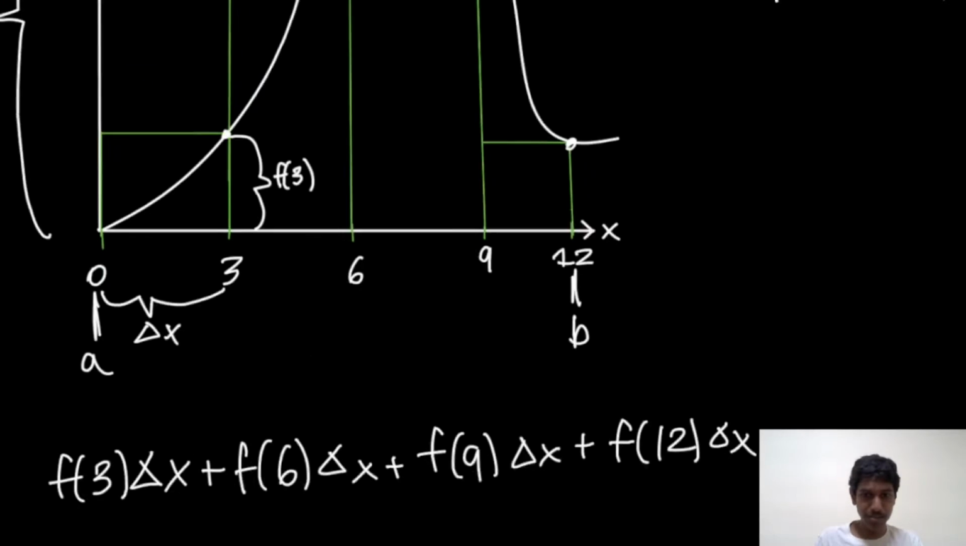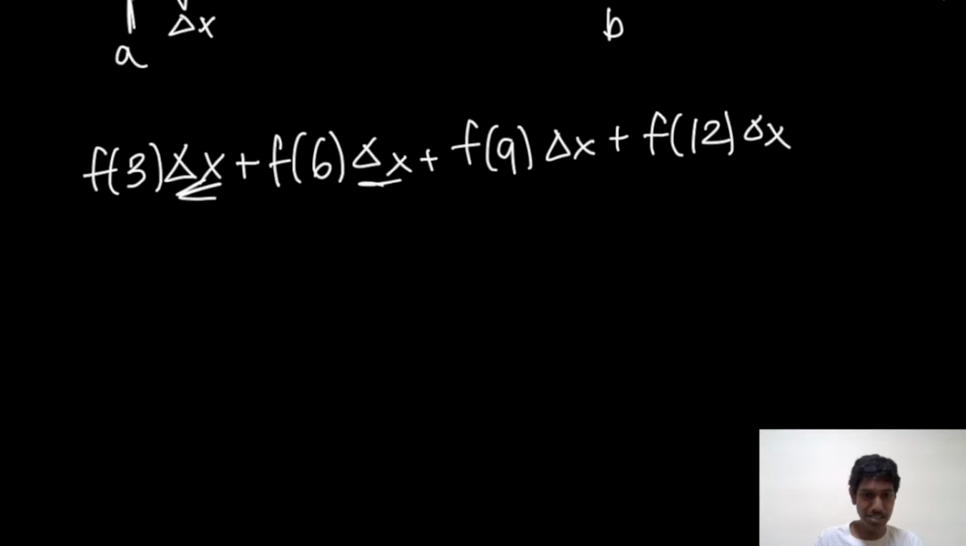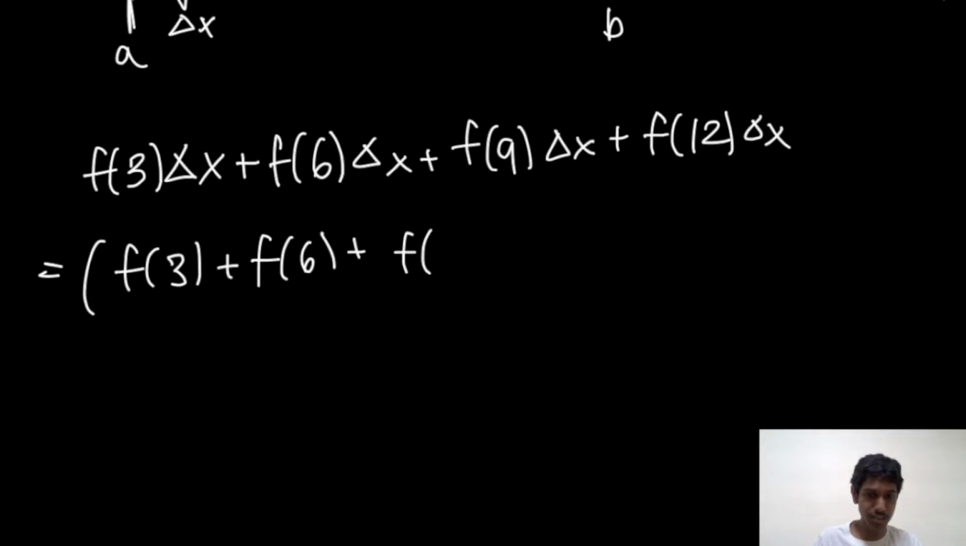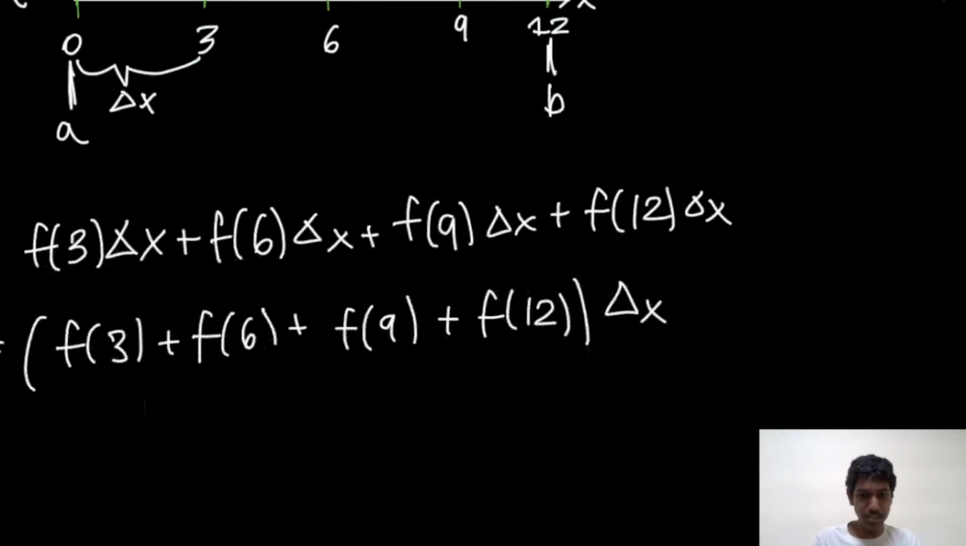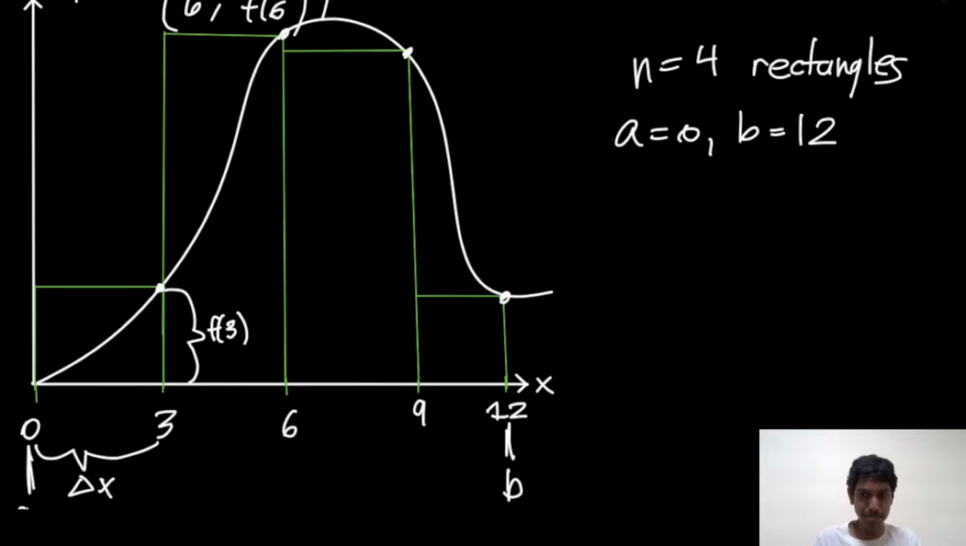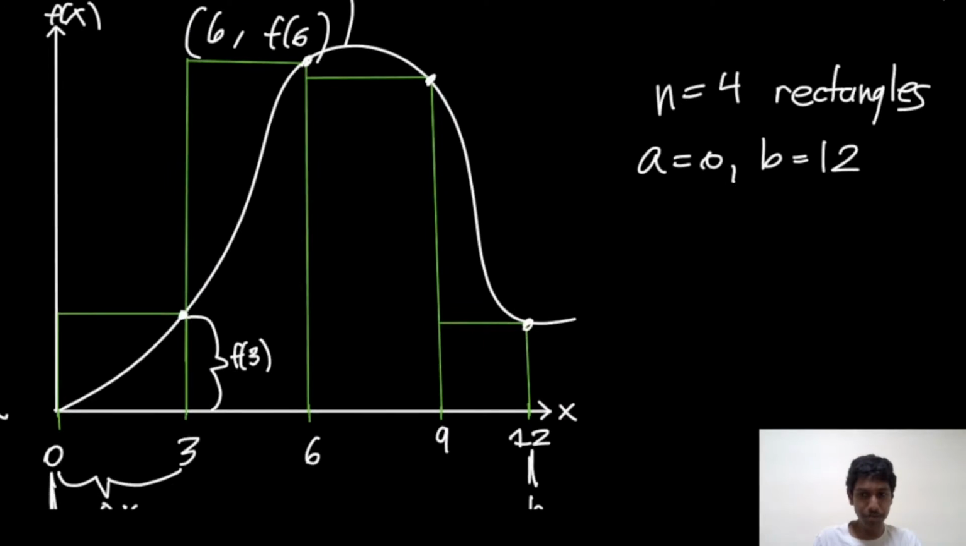Now, this is great, and since these delta x's are the same, we can factor them out. We get something that looks like this, where we're just adding all of the function values, and then we have this delta x tacked on at the end here. So now, this is great. I mean, we got an approximation. It's better than nothing. But what if we wanted a little better approximation? What would we do then?